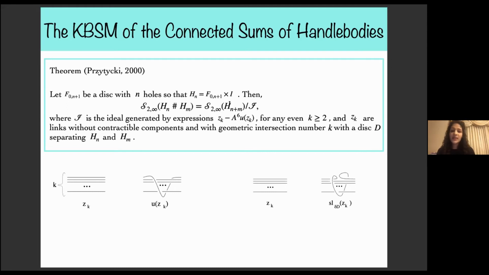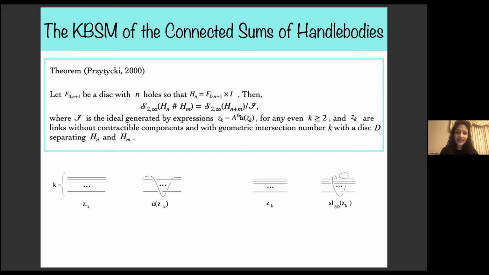plus m, so an n plus m genus handlebody, modded out by an ideal which is generated by expressions of the form z_k minus a to the 6 uz_k for any even k greater than or equal to 2. And these z_k's are just links without contractible components. And they intersect the disk which separates H_n and H_m transversely at k points. So the geometric intersection number is k.